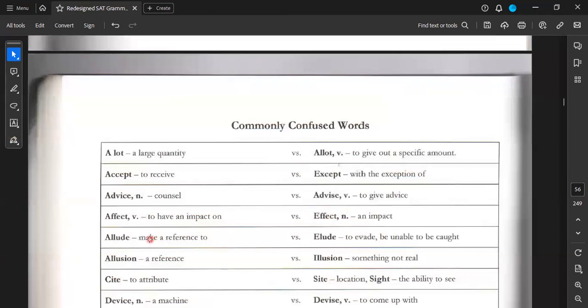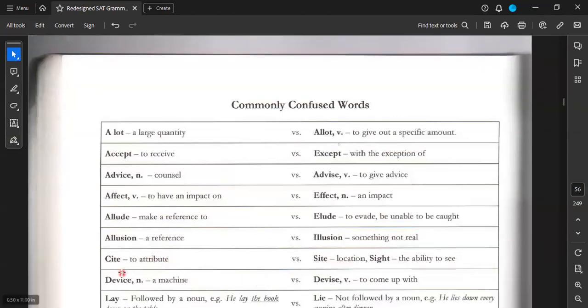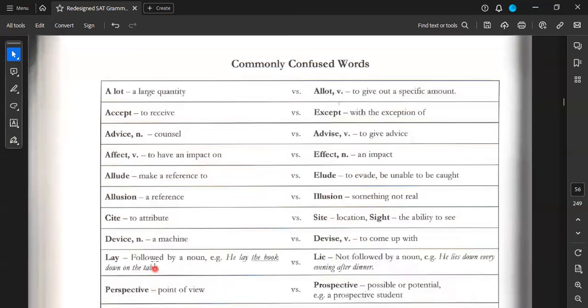You have allude, which is to make a reference, and then you have elude, which is to evade. You have an allusion, which is a reference, to allude. And then illusion is something that's not real. And then you have cite, which is to attribute, right? To attribute to something, like to make a citation, like in an assignment, for example. But you also have site, which is a location, right? So you have sight, which is the ability to see. You have device, which is a machine, but then you can make a plan, which is you can devise a plan.